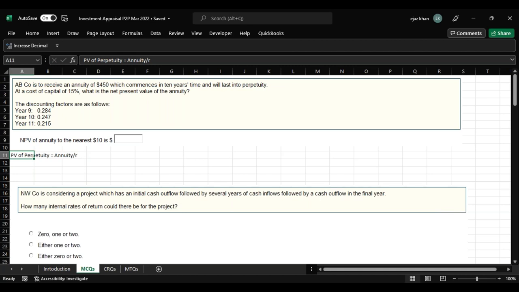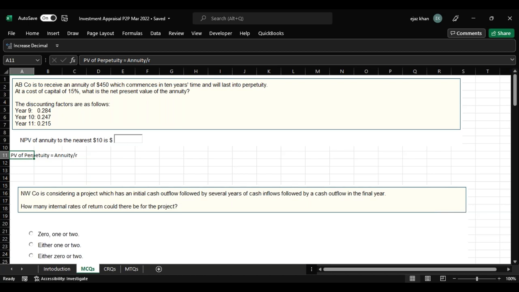But the condition is that the first payment is going to be received in 1 year's time, because we will be needing 10% return right from the very first year. So the condition is that we should be receiving $5,000 in 1 year's time. Now, what if there is a delay in receiving the first payment?